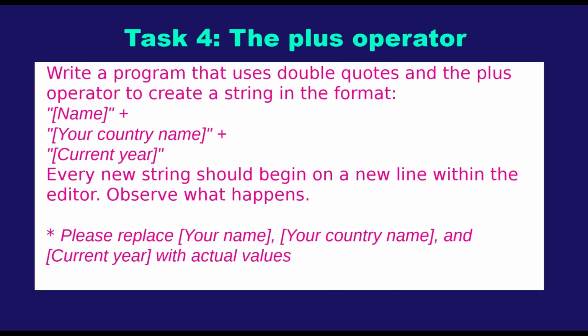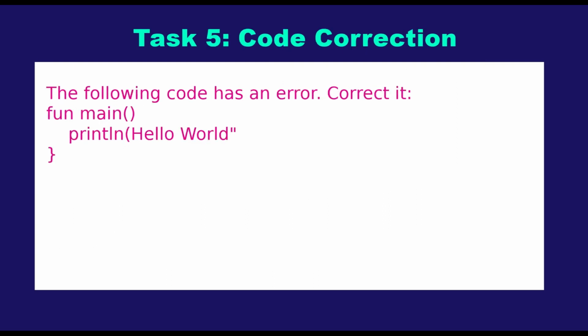Task 4. The plus operator. Write a program that uses double quotes and the plus operator to create a string in the format: name plus a new line, your country name plus a new line, current year. Every new string should begin on a new line within the editor. Observe what happens.